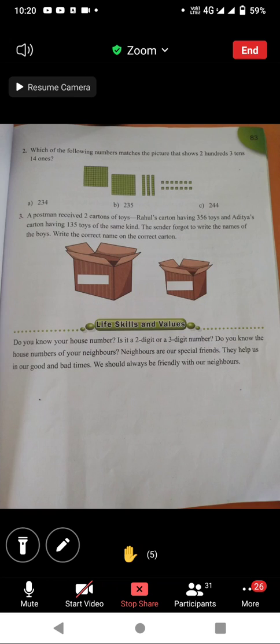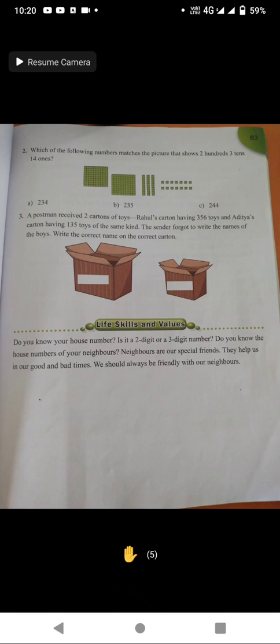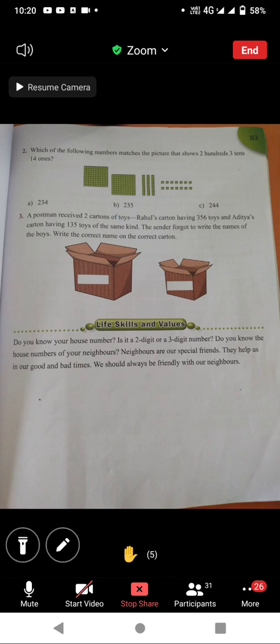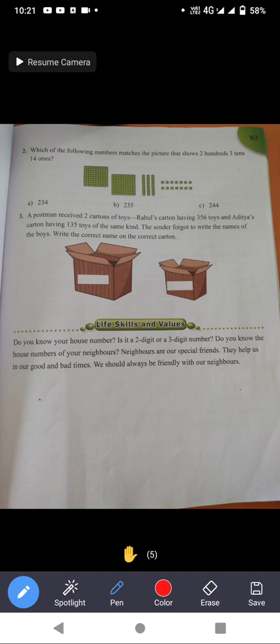Okay students, here also some grids are there. Question number 9: you have to count and tell the answer. Options are also given here, 3 options A, B and C. So which one is correct? You have to put the tick mark on that. And which of the following numbers matches the picture that shows 200, 3 tens and 14 ones? On that you have to put the tick mark.